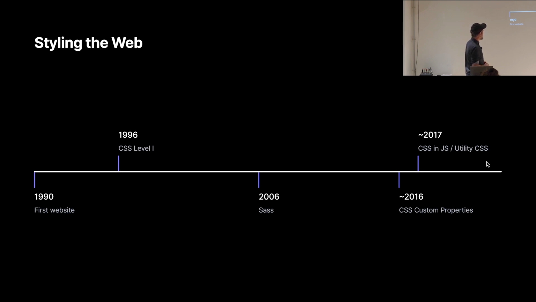So first website, HTML only, then CSS in 1996. Sass brought us variables, CSS custom properties with many more advantages. I just picked up a few here. And also stuff like utility CSS, CSS in JS happened afterwards.